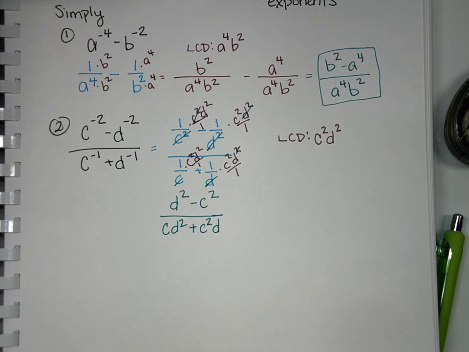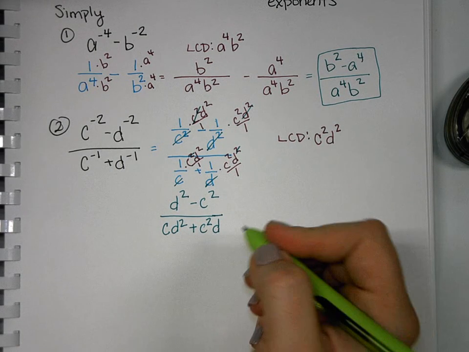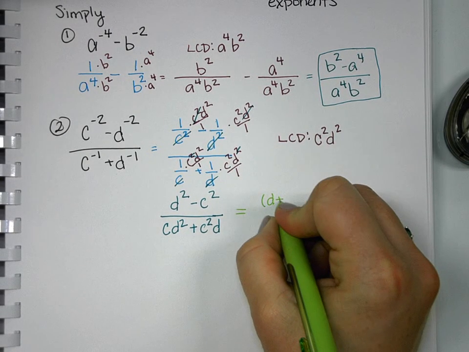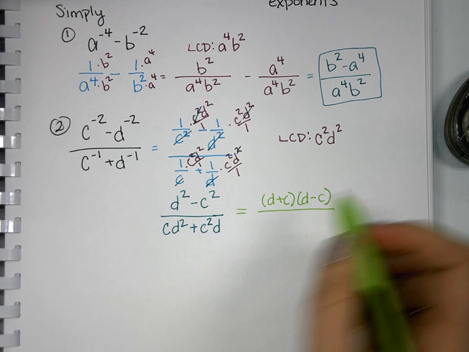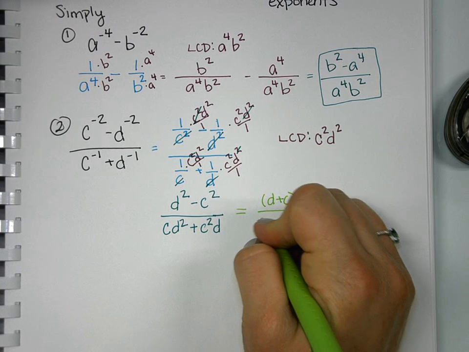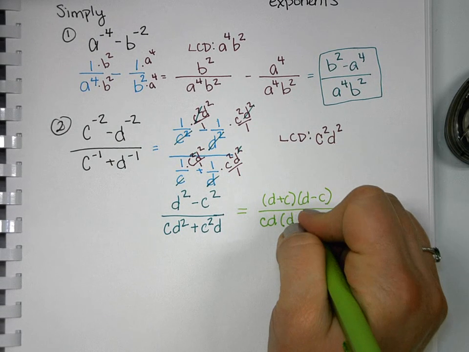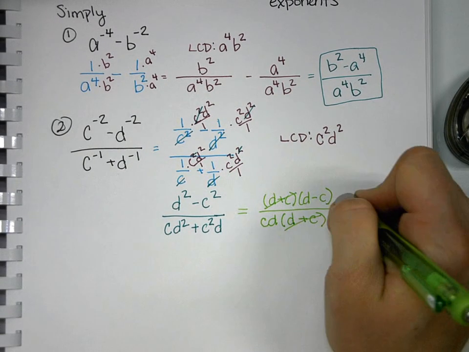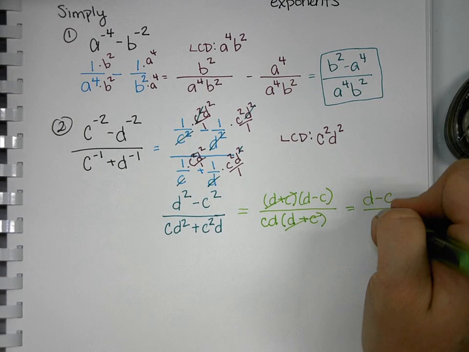So now we're going to try to see, can we simplify it? Can we factor something that would allow us to cross cancel or to cancel? So on top, I can make that d plus c, d minus c, because it's difference of squares pattern. On the bottom, I can take out a cd. And when I do that, I'm left with d plus c. So I'll be able to cross out the d plus c, giving me a final answer of d minus c over cd.